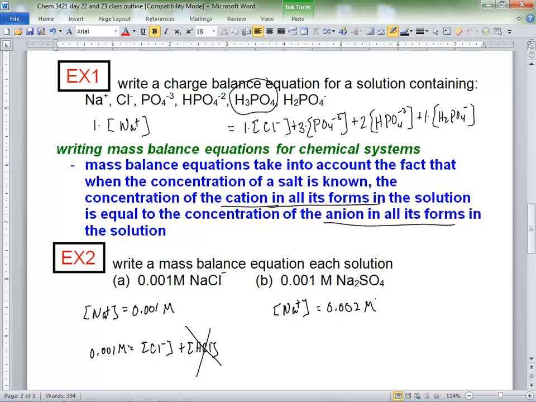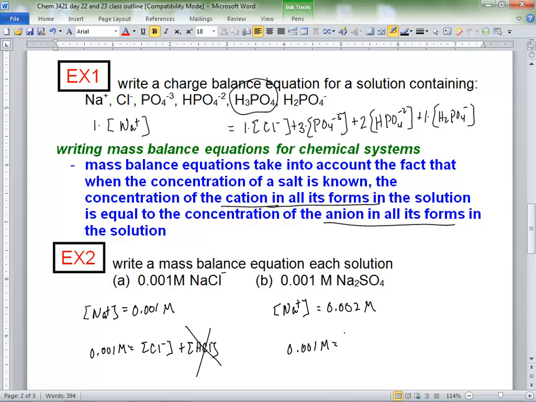Okay. The concentration of sulfate in all its forms has to equal what number? 0.001? Right. Sulfate. Don't worry about the forms of sulfate right now. All the forms of sulfate have to be 0.001 molar, because look at the chemical formula. It's a 1-to-1 ratio. So 0.001 molar has to equal the concentration of sulfate in all of its forms.